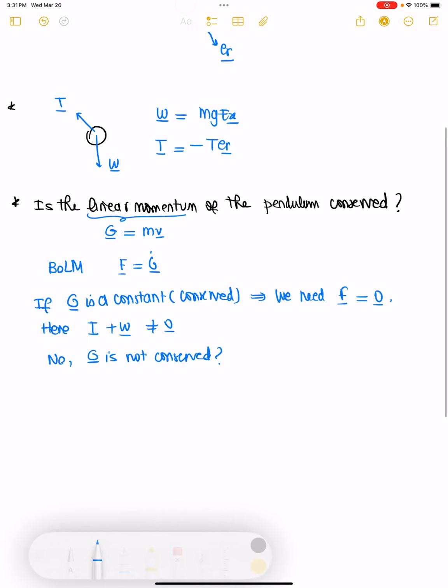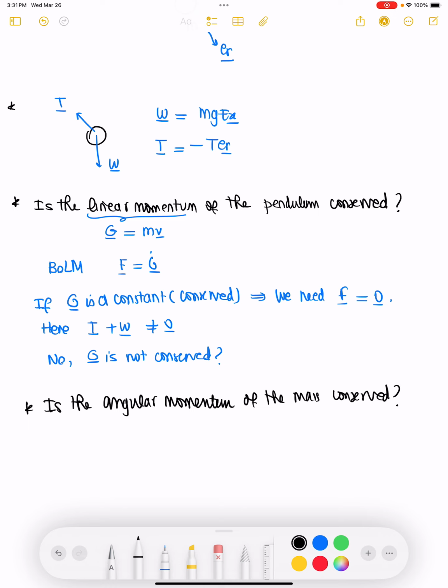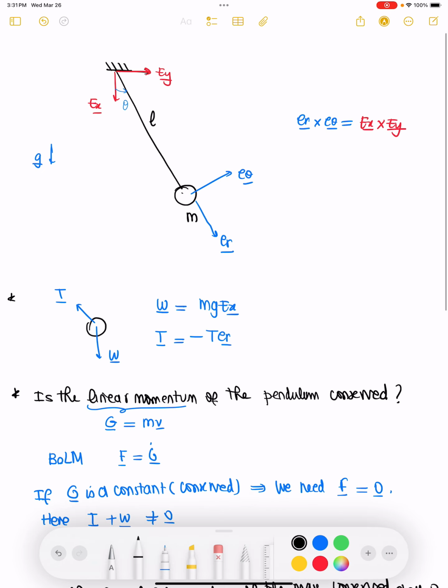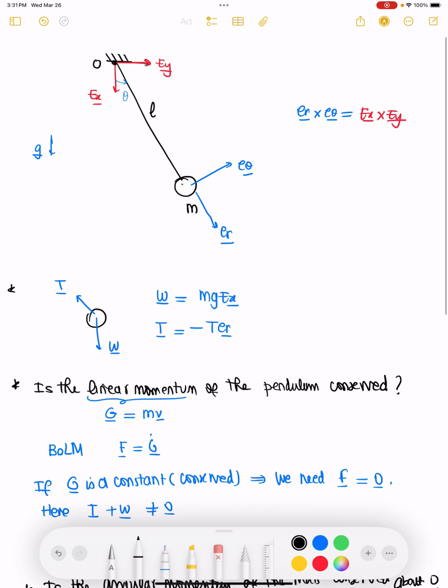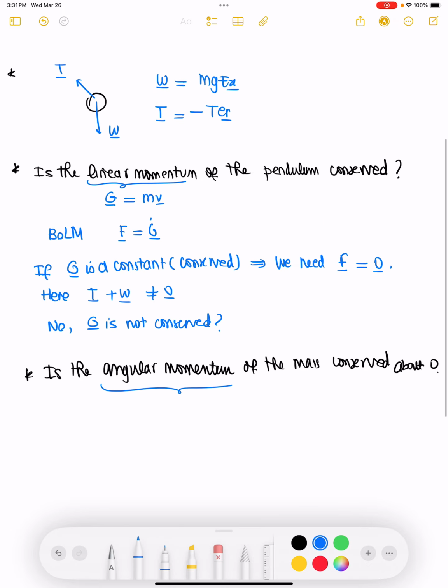Now, what about the angular momentum of the mass? Is the angular momentum of the pendulum or of the mass conserved? Well, what is angular momentum? And let me fix this question. Is it conserved about O, where O is the origin here? Always when we talk about angular momentum and sum of moments, we always need to specify which point we're talking about. So is the angular momentum, which is H_O, the angular momentum about O, is it conserved?